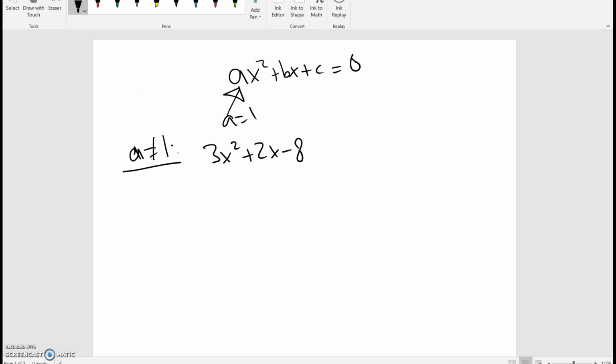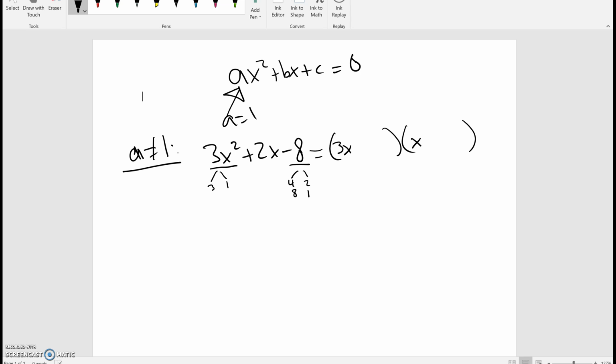Well, there are many different ways you can do this. One way is trial and error. So you can set up two binomials and try to figure out the coefficients of 3 and 8. We know that 3 can be 3 and 1, so there's only one option. So this one for sure should be 3x, and this one should just be an x. Then we figure out the coefficients of 8. So we know that 8 can be 4 and 2, or 8 and 1.